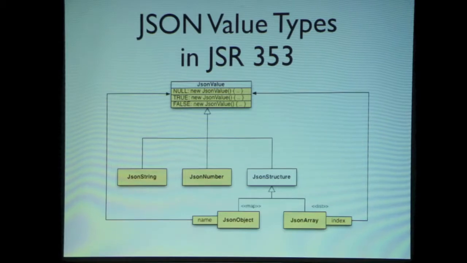these are at the core of what you're going to be working with all the time when you're using this API. So this is how the value types break down in JSR 353. We have JSON value at the top, and all of the value types are some subtype of JSON value. We have true and false represented as static final fields on the interface, and they're just anonymous types. So you have JSON value.true and JSON value.false as your constants for that. Null is defined in the same way. So JSON value.null represents a null in the message. Then we have strings and numbers. And the two structural types that contain values have a common supertype called JSON structure.